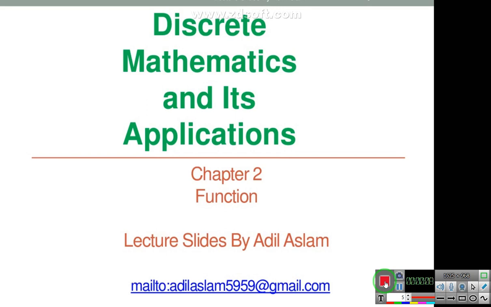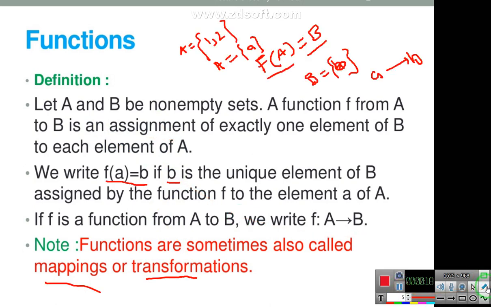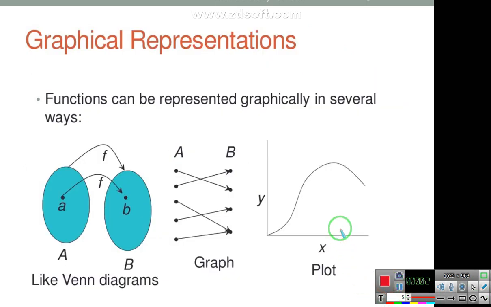So the topic is function. What is function? So today we will talk about the function. Let us look at the graphical representations of a function. A function can be represented graphically in several ways. The first one is like a Venn diagram, A to B, C to D, and so on. Maybe like a graph, maybe like a plot. So this is the method of representation of a function graphically.